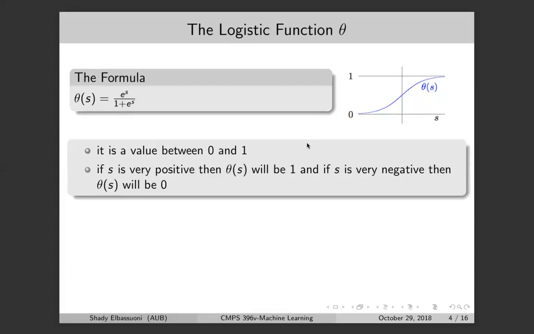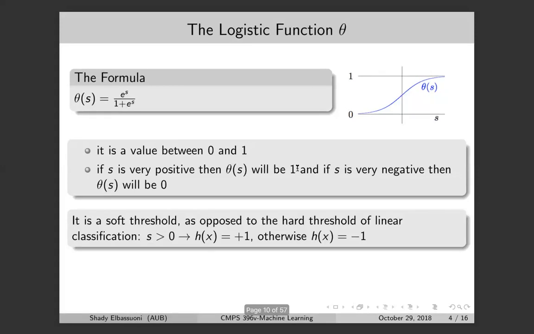So as we said, it's a value between 0 and 1. If S is very positive, then theta of S will be 1. And if S is very negative, then theta of S will be equal to 0. It's a soft threshold as opposed to the hard threshold of linear classification.